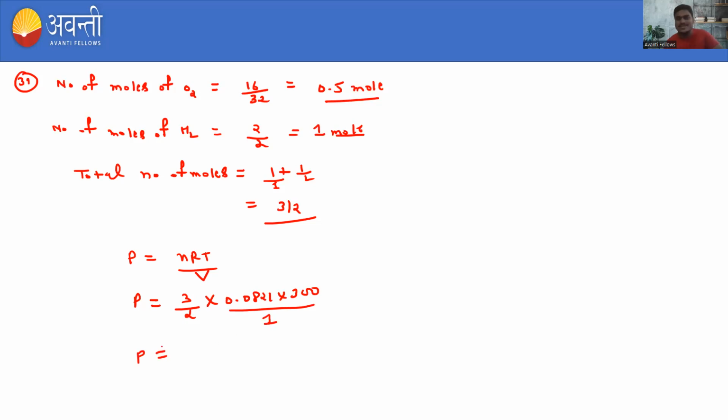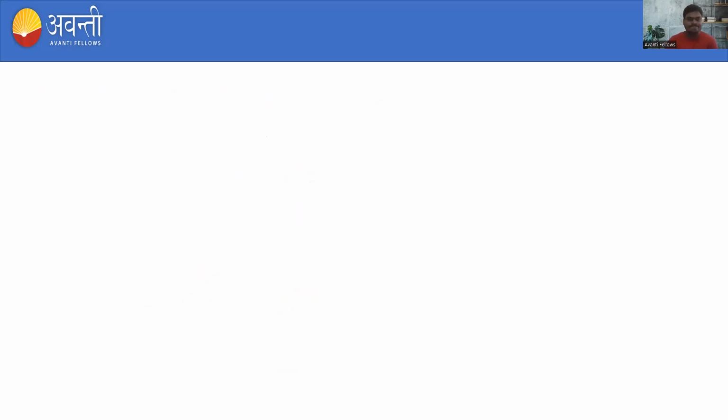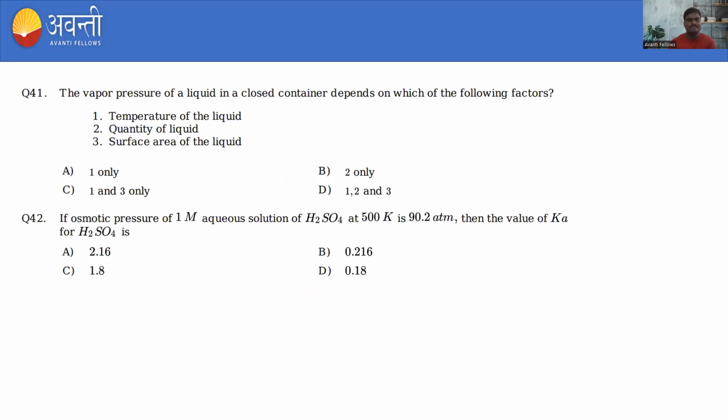So on solving, just try to solve this. This is a very simple question. What you'll get is around 36.8 or 9, so 36.9 atm. So this is the pressure. This is all about how you can solve the question.